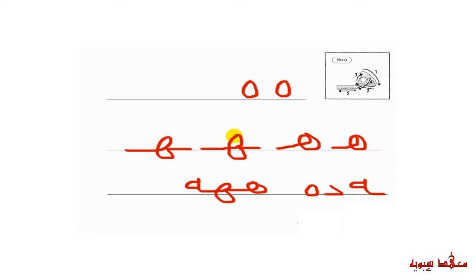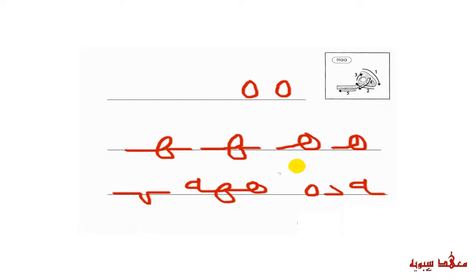We spoke about this form of ha in the middle of a word. Actually, there's another way of writing it, which is as follows. So you start off here, and you just go down like this, and come back up, and then go across. So instead of doing this, you can just do this, and that's a ha.